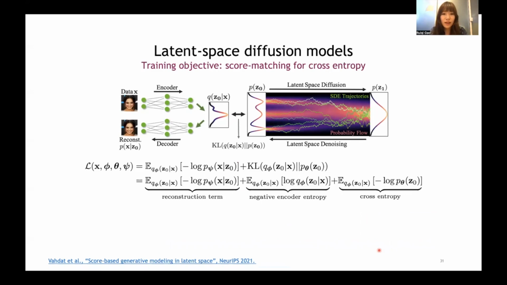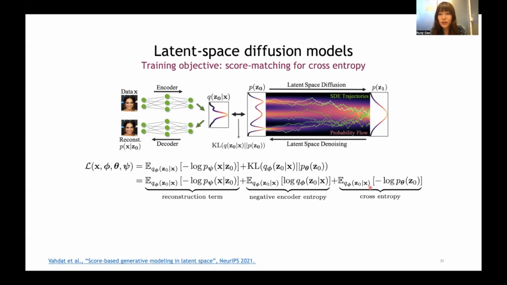And a bit of the detailed formulation. So in this work, again, we optimize the model by minimizing the variational upper bound of the negative log likelihood. The objective contains 3 terms. The first 2 terms are similar to the variational autoencoder objective, and the third term corresponds to the training objective of the diffusion models.